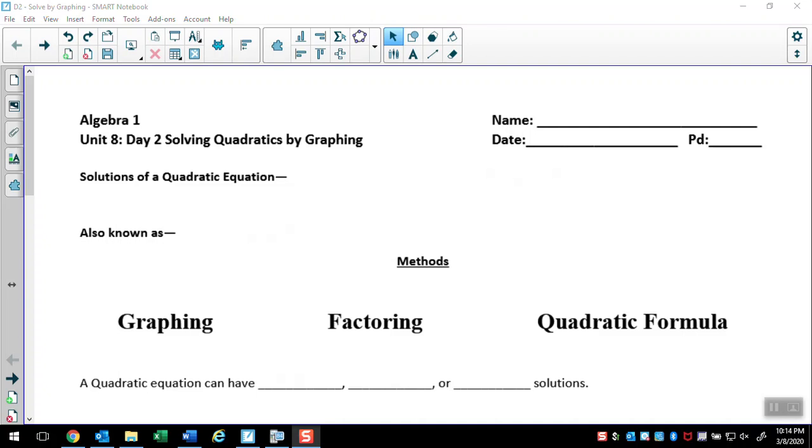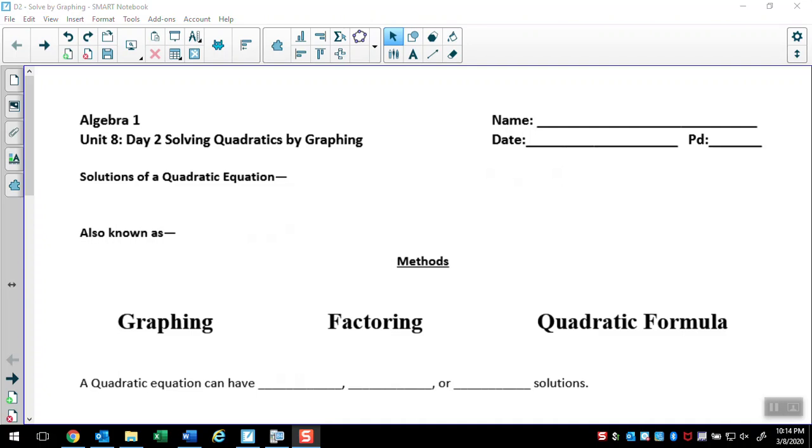Today we'll be talking about Day 2 of Unit 8, Solving Quadratics by Graphing. In all honesty, a lot of this is really just a review from Day 1, and for those who were there for Day 1.5, this is really just a review of that, and just kind of taking it a little bit one step further.